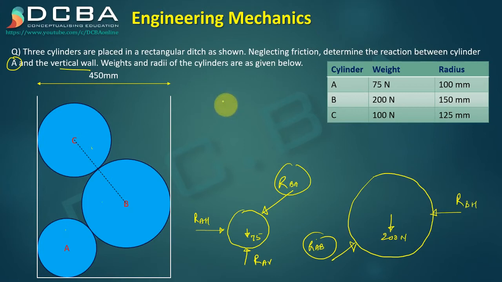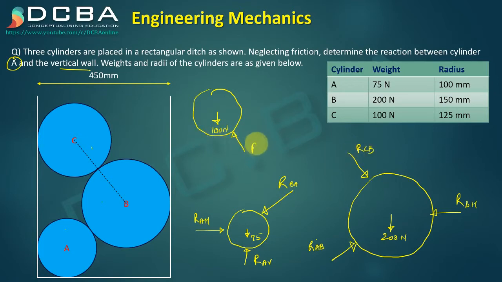And then finally we draw for C. We have the weight which is 100 newtons. We also have a reaction RCB which is acting here. And then we have this reaction RBC. Correct, RBC is there. We have this RCH. That's it. On cylinder C we have only these three reactions.